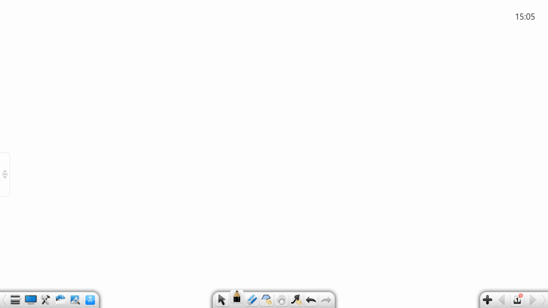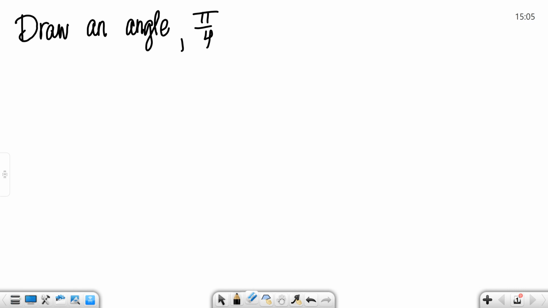So the next little idea here is, now that we're able to go from degrees to radians and radians to degrees, we need to be able to draw angles. Draw an angle that represents, let's say we'll start with pi over 4. My 4 didn't look so good. Let me try that again. So pi over 4. All right, so we're drawing the angle pi over 4.